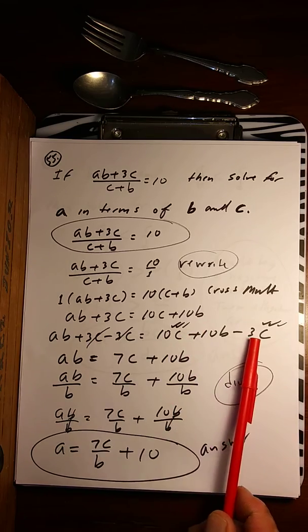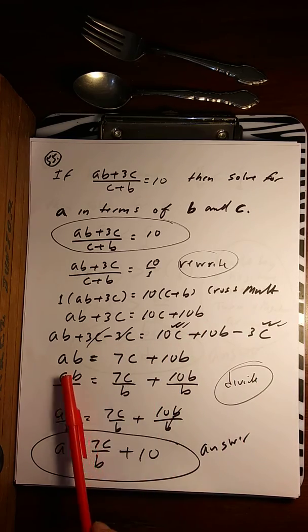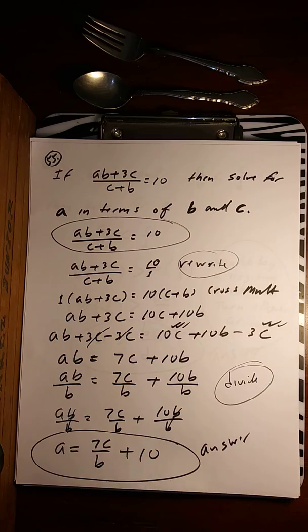Minus 3C, minus 3C, both sides. AB equals this. Divided by B, divided by B, divided by B. So the B's cancel here, B's cancel here. So we have A equals 7C over B plus 10.